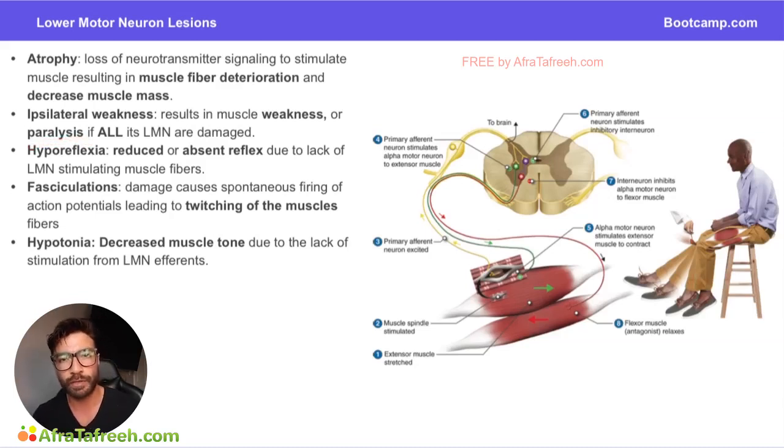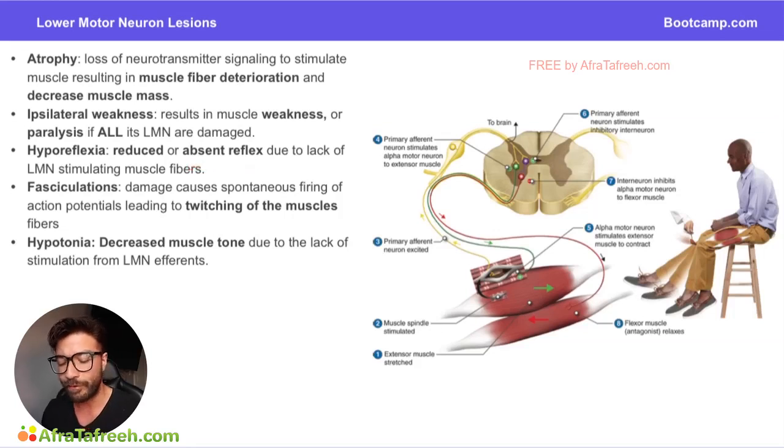Now, we already talked about this, but you're also going to see hyporeflexia, which is going to be either reduced or complete absence of the reflex. And this is due to no more lower motor neurons stimulating those muscle fibers, so we don't have that alpha motor neuron stimulating that reflex when the muscle is stretched. So if we have partial damage, then some of it is going to be activating it and you'll have a reduced reflex, whereas if we have damage to all those lower motor neurons, then we'll completely wipe out that reflex and you will see absent reflex.